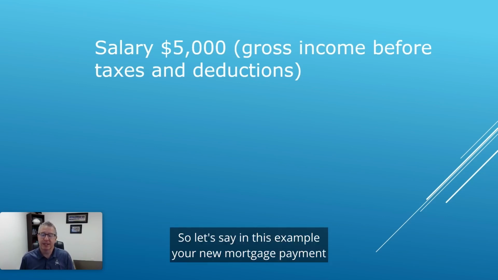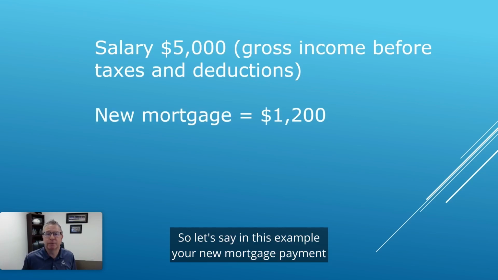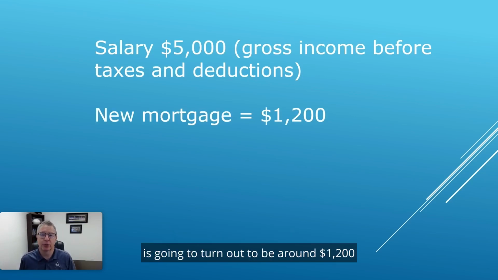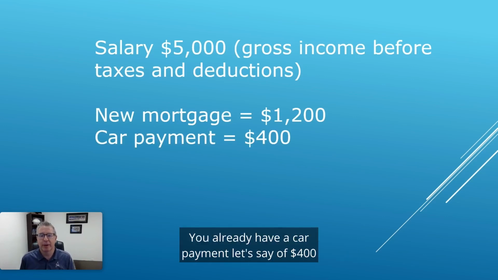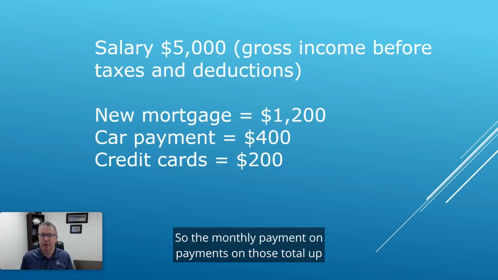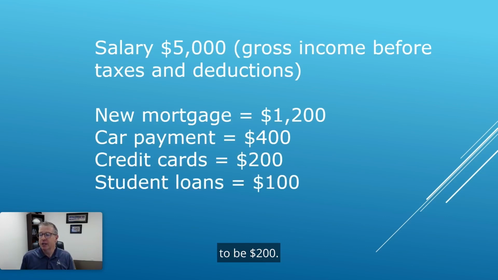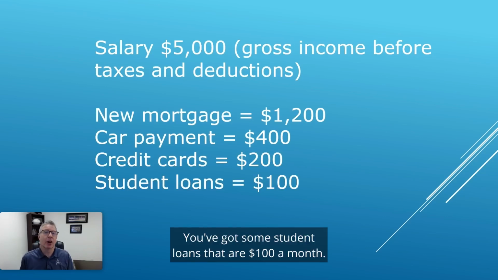Okay. So let's say in this example, your new mortgage payment is going to be $1,200. You already have a car payment, let's say, of $400, and you've got some credit cards, so the monthly payments on those total up to be $200. You've got some student loans that are $100 a month.